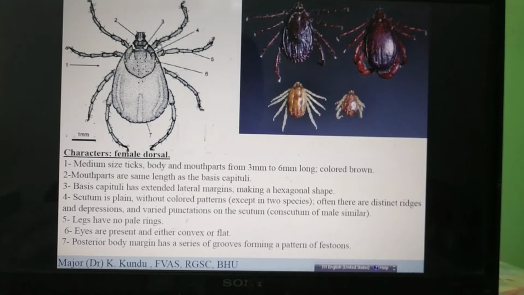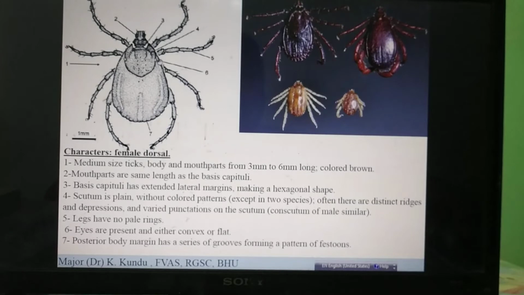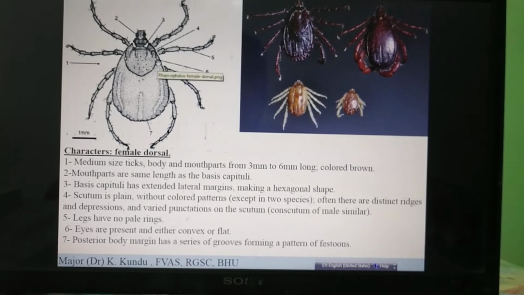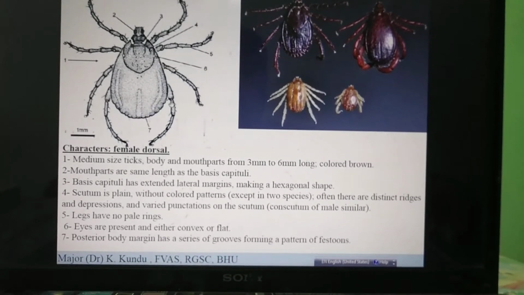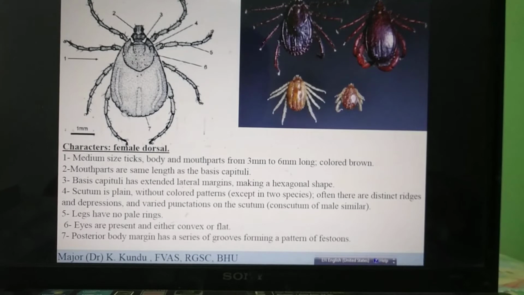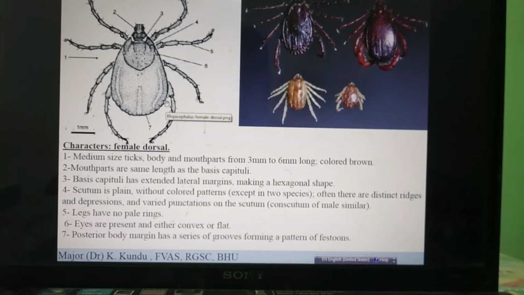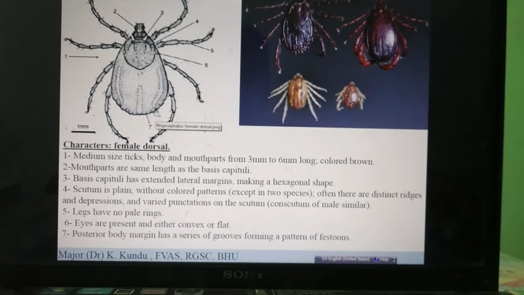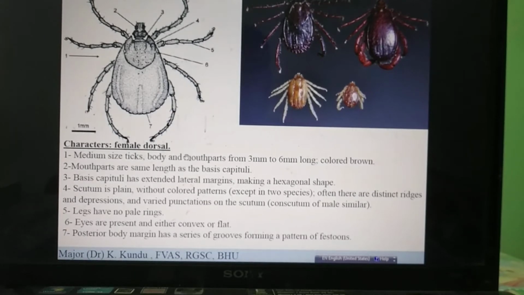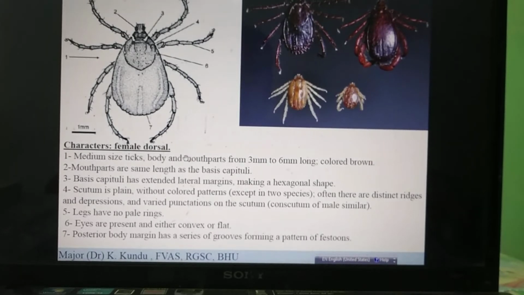Now the next structure that you will see is the eyes. The eyes are present on the side margin of the scutum. So you can see these eyes, number 6. Festoons may be present or may not be present. In Rhipicephalus sanguineus, festoons are present. In Rhipicephalus microplus, the festoons are absent. So these are the important characters of females.